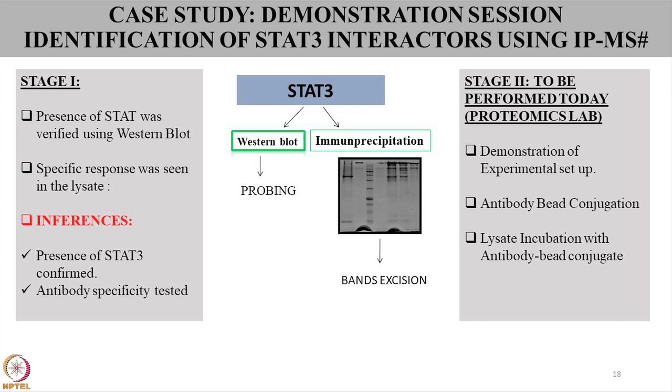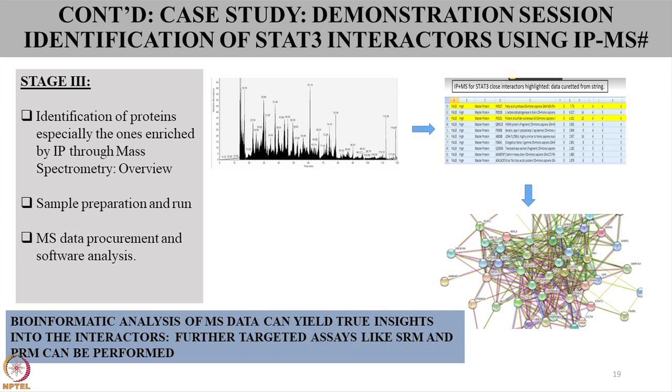Then we have moved on to the IP experiment, wherein we have immobilized STAT3, enriched and trapped STAT3 on the antibody, and then we have done the whole IP experiment and excised the band, and it has been subjected to mass spectrometry. Stage 3 of the experiment is identification of the proteins, specifically the ones that have been enriched through IP. We are not taking the whole sample, we are just taking those bands that have come up specifically, and subjecting them to mass spectrometry.